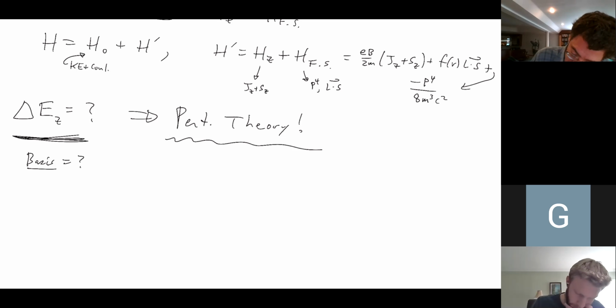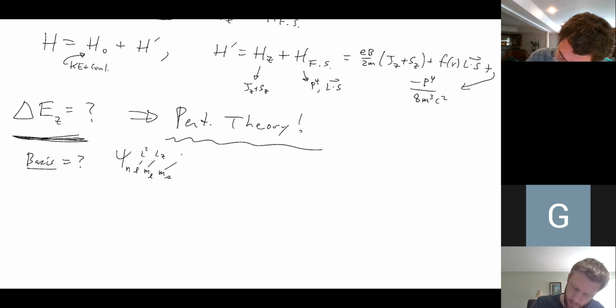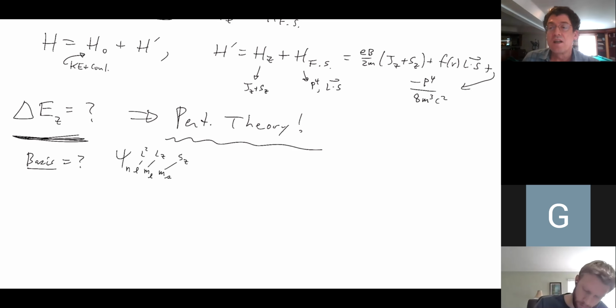One basis is the psi n l m sub l m sub s basis, where l denotes the eigenvalue of the operator L squared, m sub l denotes the eigenvalue of the operator L_z, and m sub s corresponds to the operator S_z.